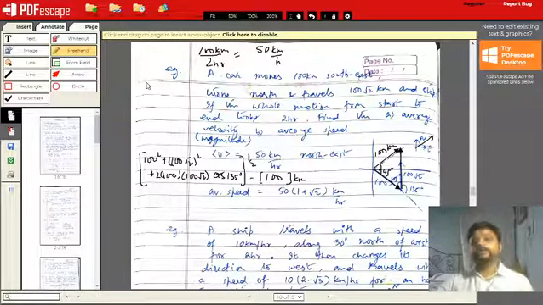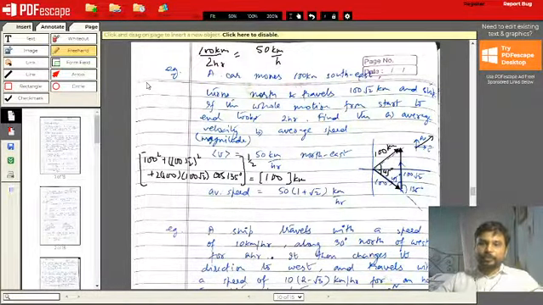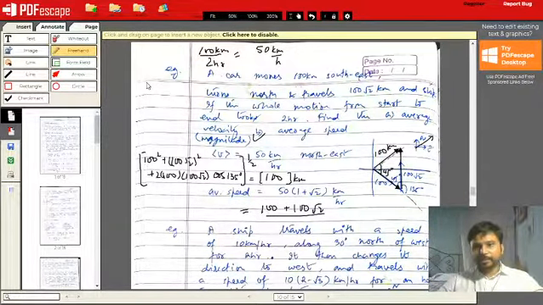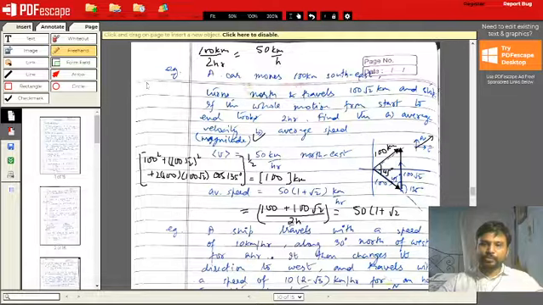The average speed for the motion of the particle is the total distance covered upon total time. So the total distance covered is 100 plus 100√2, divided by the total time taken by the particle, which is 2 hours. So the average speed is going to be 50(1 + √2) kilometers per hour, as calculated.